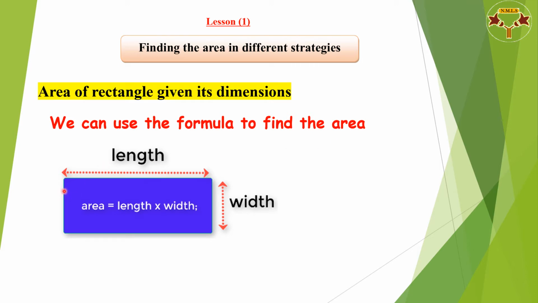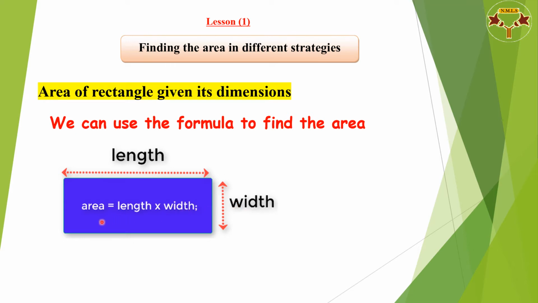At first, this is a rectangle, okay? Here we have length. This is the length of the rectangle. And this is the width of the rectangle, okay? Then this is called length and this is called width. Length and width are two dimensions of rectangles. Then what is the meaning of dimensions? Dimensions means length and width.